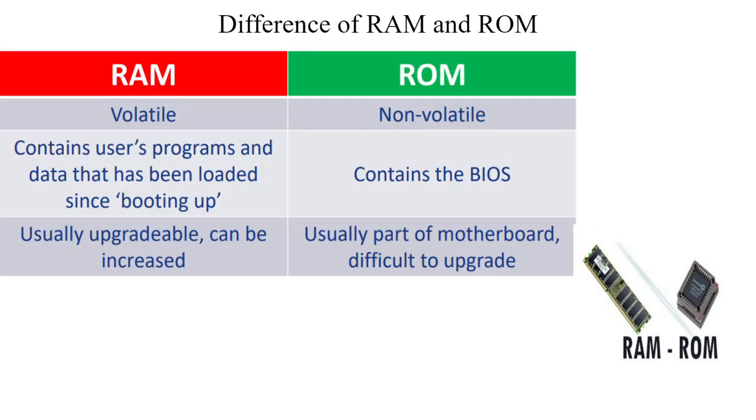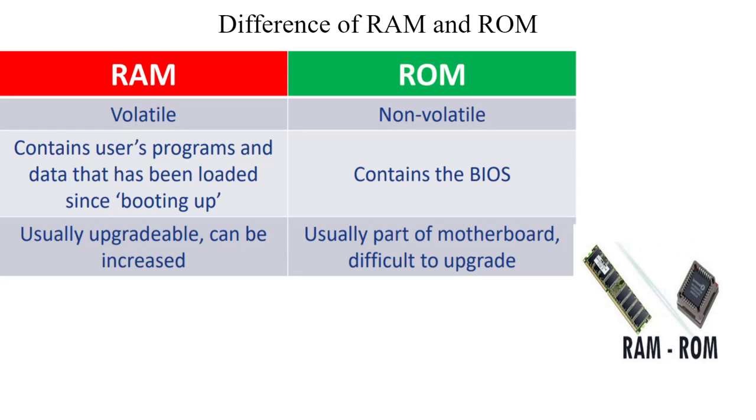RAM is volatile. That means if power is lost, all the data in RAM will be gone. ROM, however, is non-volatile. RAM contains the user's programs and the data that has been loaded since booting up or starting. But ROM contains the BIOS, the basic input output system.